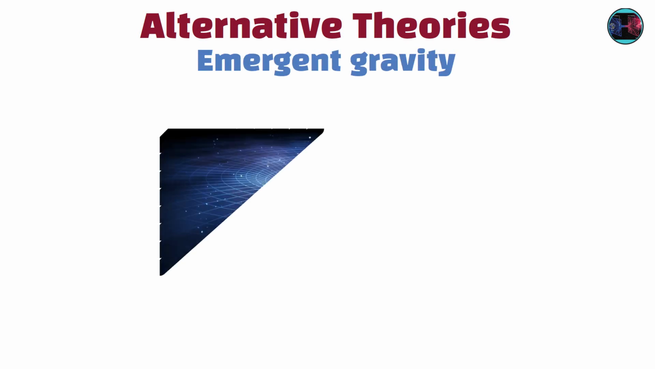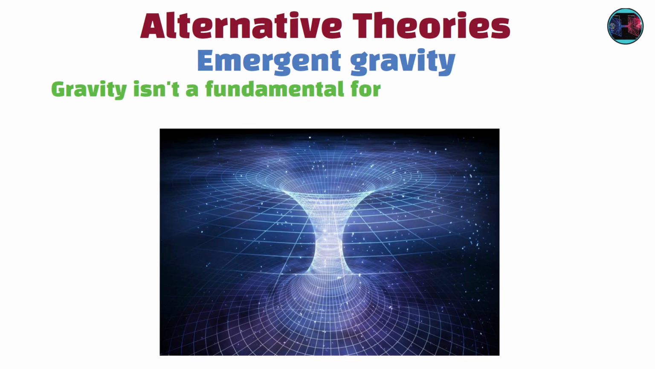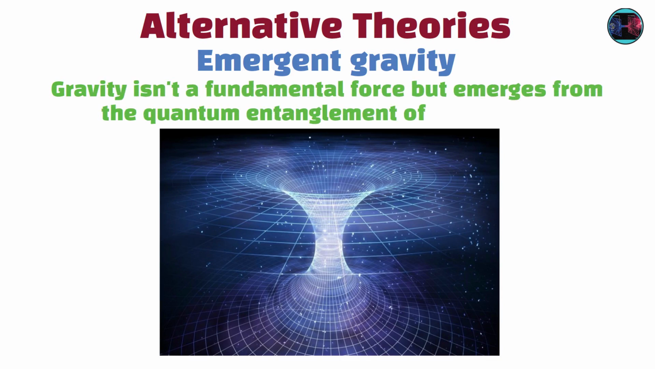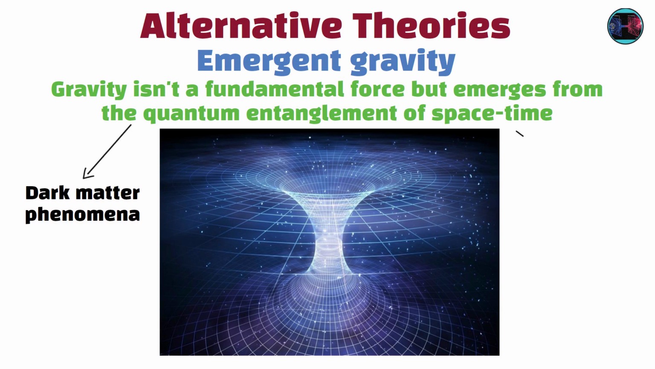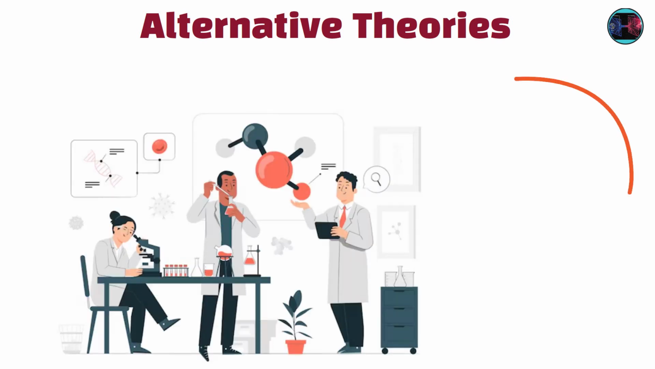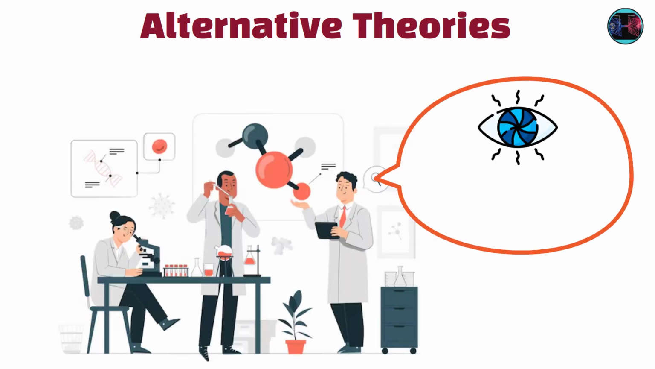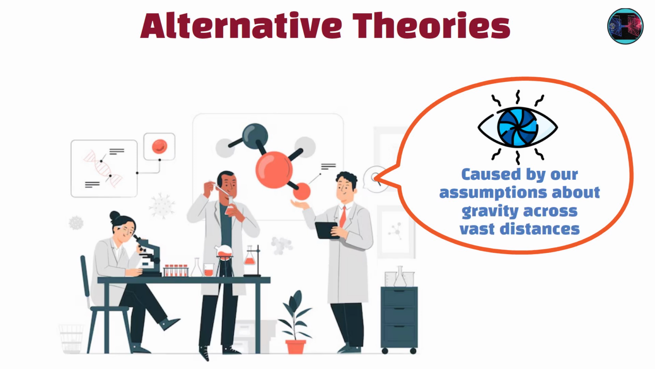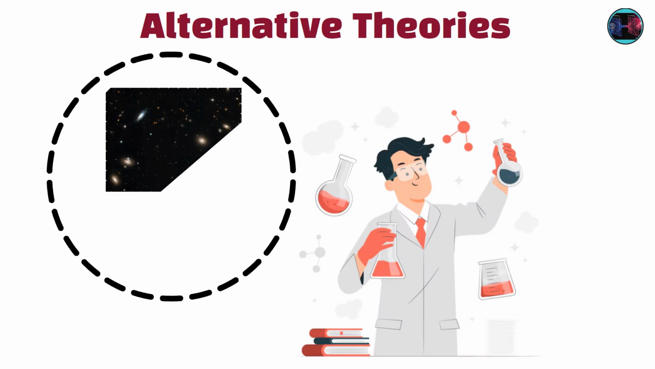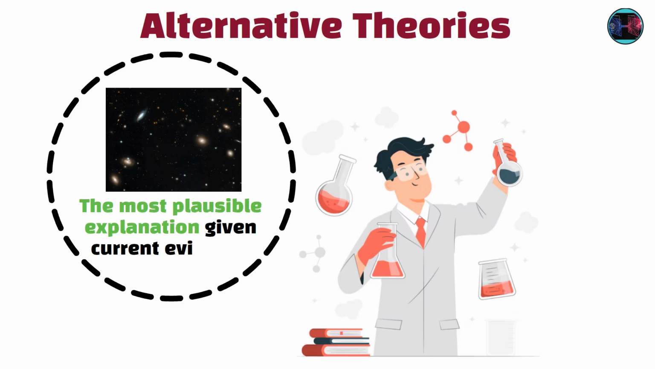Emergent gravity proposes that gravity isn't a fundamental force, but emerges from the quantum entanglement of space-time. This could potentially explain dark matter phenomena, but the theory is still in early development. Some researchers explore the idea that dark matter is actually an illusion caused by our assumptions about gravity across vast distances. However, most scientists consider dark matter the most plausible explanation given current evidence.